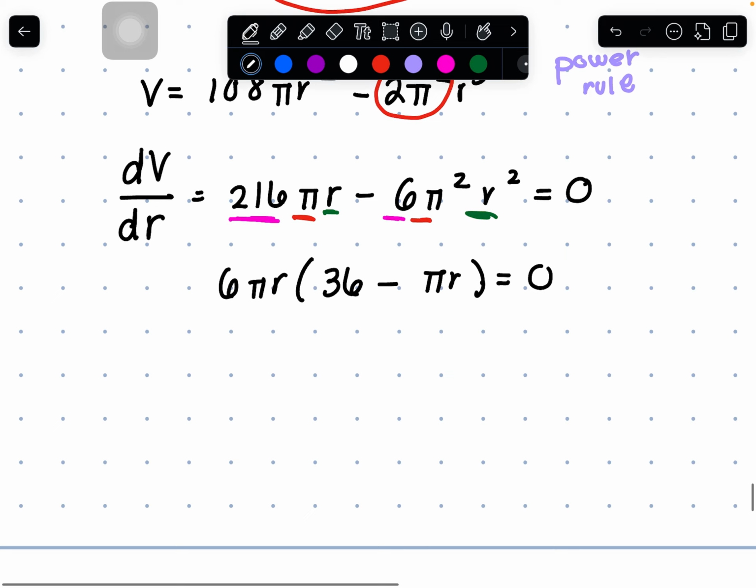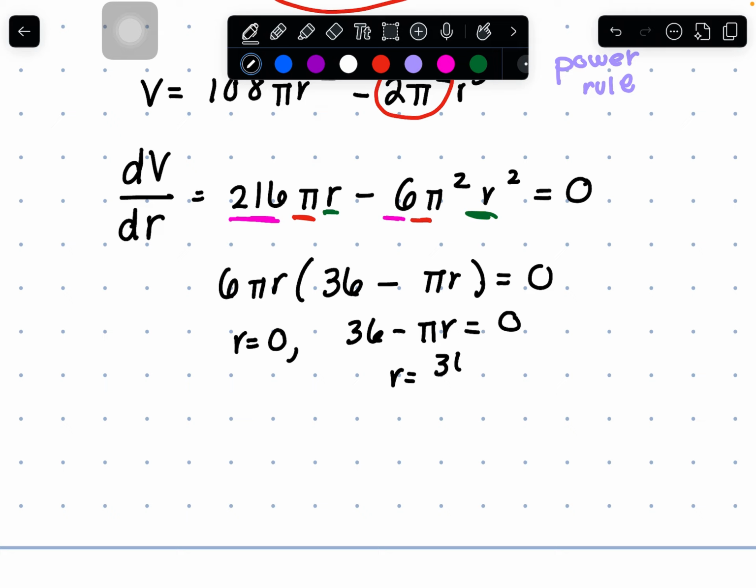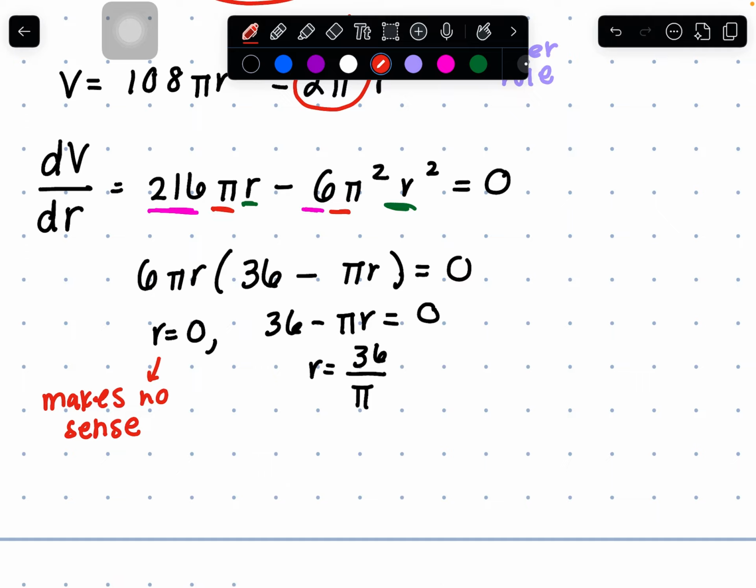In the typical sense, we would have r equals 0, and then we would have 36 minus pi r equals 0, giving me r equals 36 over pi. Again, r equals 0 makes no sense in our case, so we don't want to consider that. If you're only getting r equals 0 as a solution, there's a good chance you're wrong.